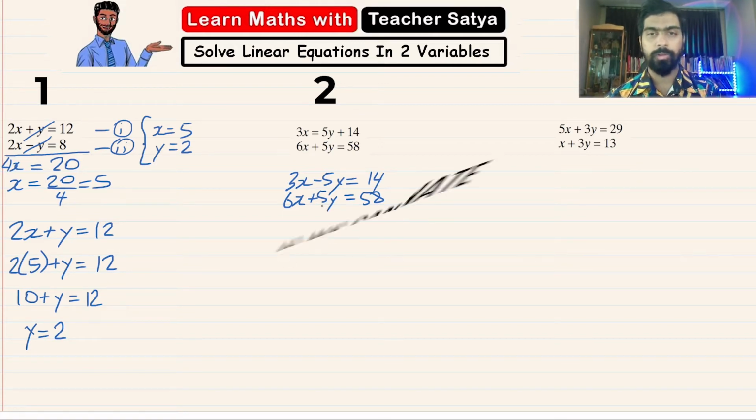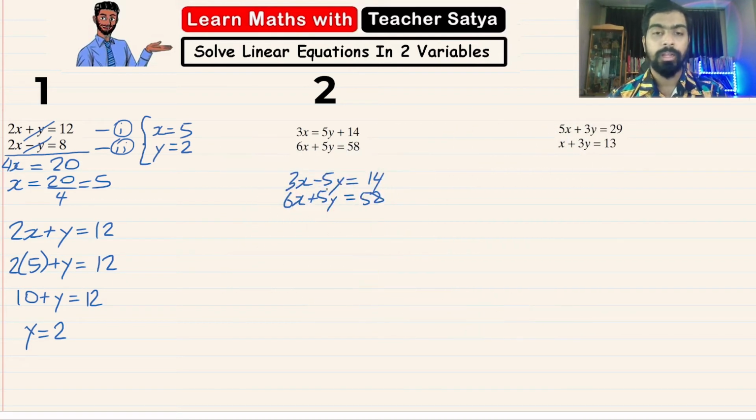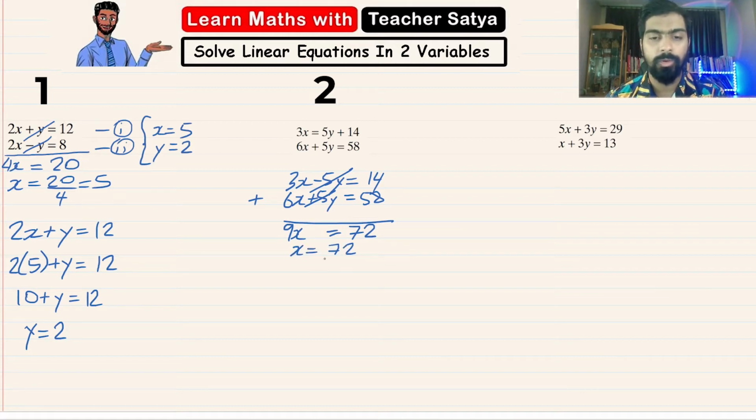The next one, what we're looking for is if we can eliminate any of the variables. Now if we take a look at it, minus 5y plus 5y is going to give us 0, right? So let's go ahead and add these terms, right? So 3x plus 6x is going to give us 9x. These two will simplify itself, and 14 plus 58 is going to give us 72, right guys? So now x is equal to 72 over 9, which is equal to 8, right guys? X is equal to 8.